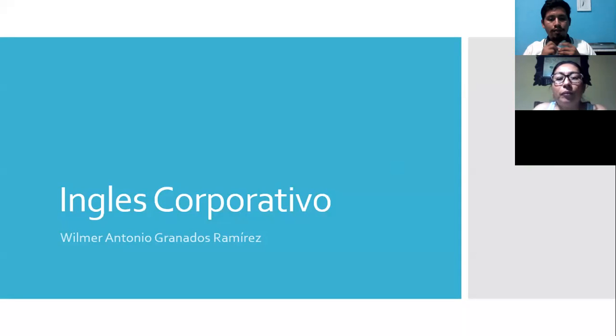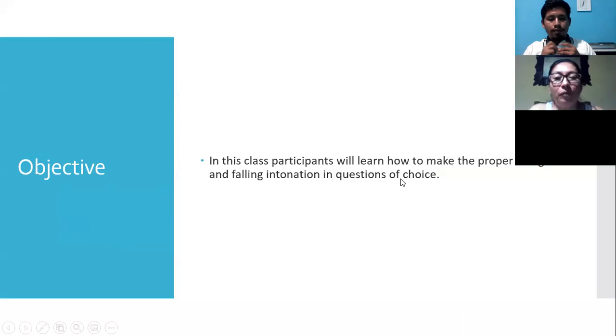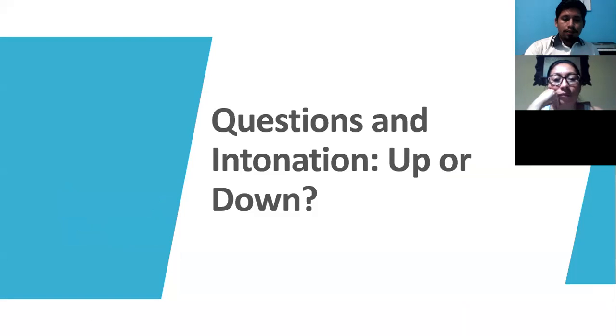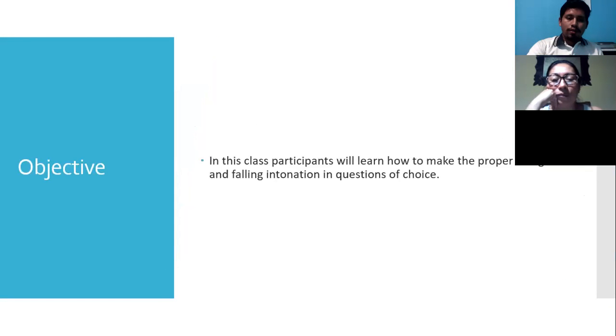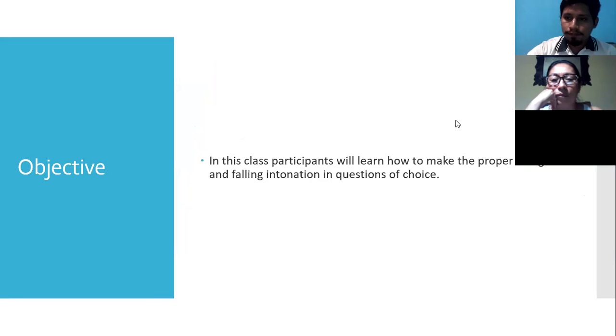This is the cover that we have. And this is the topic that we're going to be discussing. We're going to learn about questions and intonation: rising intonation and when we have a down intonation or falling intonation, okay? So that's what we're going to discuss tonight. The objective for this class is that participants will learn how to make proper rising and falling intonation in questions of choice, okay? That is the aim of this class tonight.